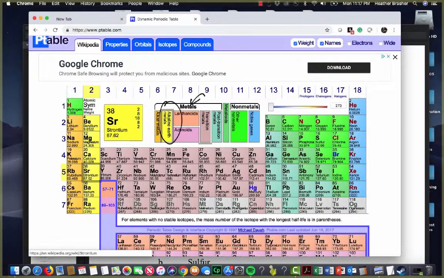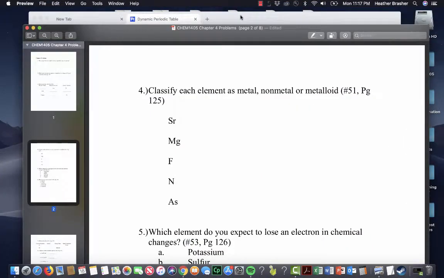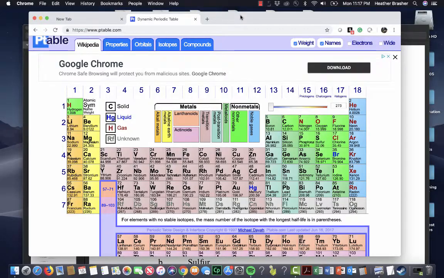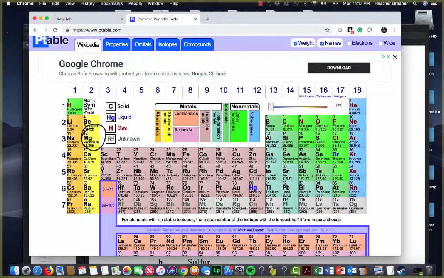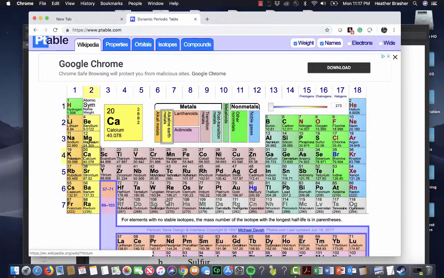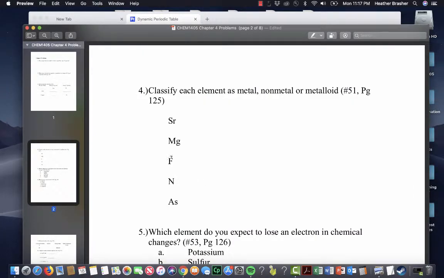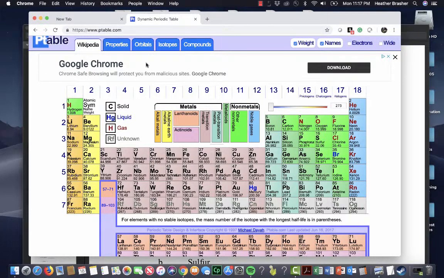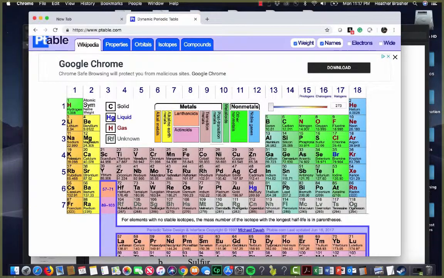The next one we have is Mg, magnesium. If you look here, you can see it's right here, and again, this falls into the metals. Then F, fluorine. If you look, fluorine is going to be where? Hopefully you found it over here in the nonmetals. So this is an example of a nonmetal.